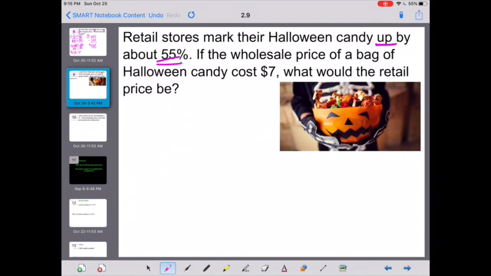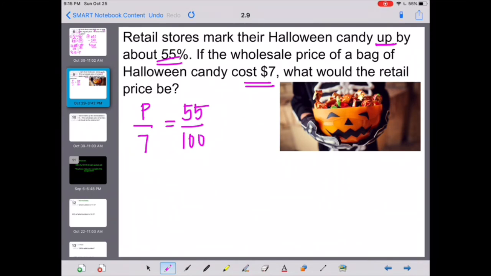Okay, retail stores mark their Halloween candy up by about 55%. If the wholesale price of a bag of Halloween candy costs $7, what would the retail price be? Okay, so that means that a store buys their Halloween candy for a certain price, and then they make it more expensive, or they mark the cost up for you to buy it at the store. So I have a percent, I have a whole, I need to find the part. I need to find out how much 55% of that 7 is.